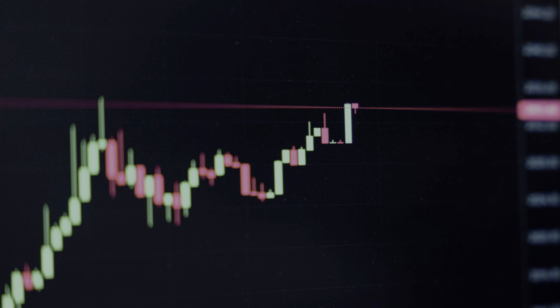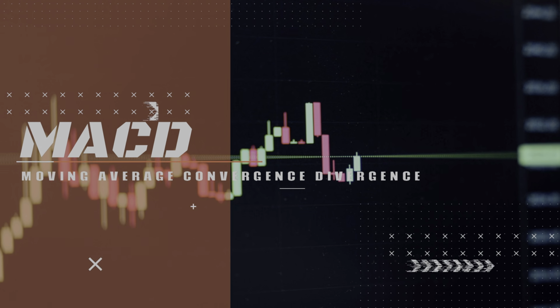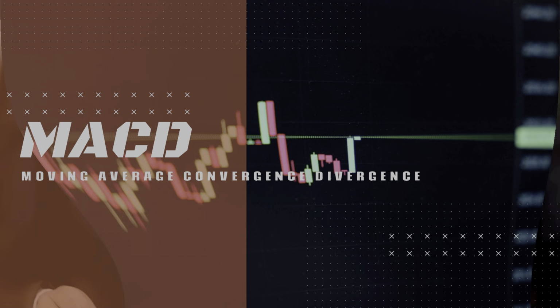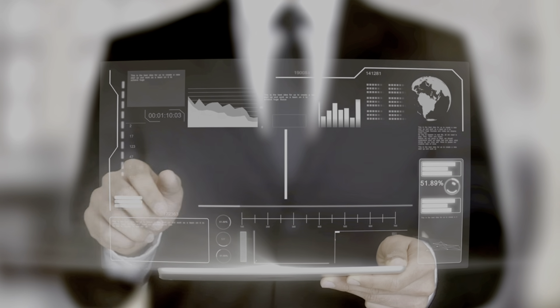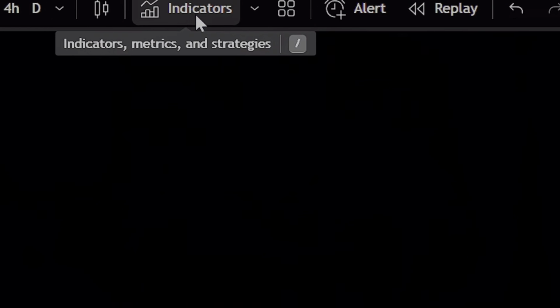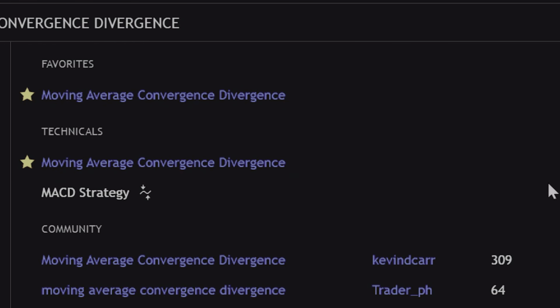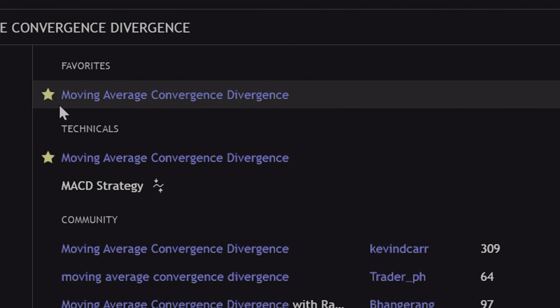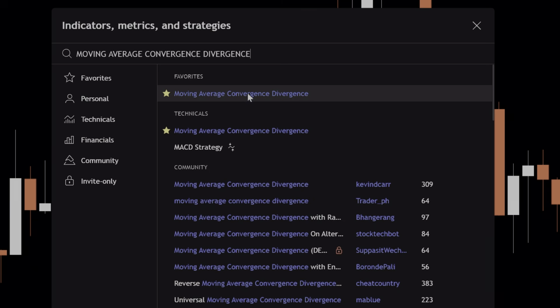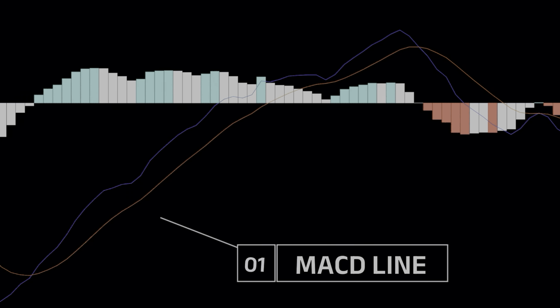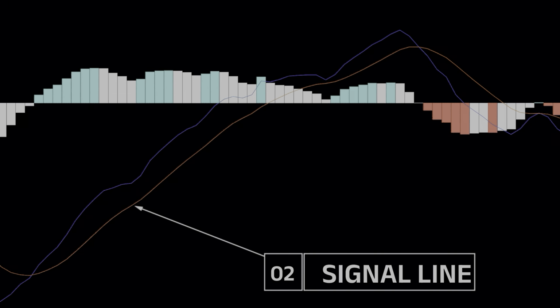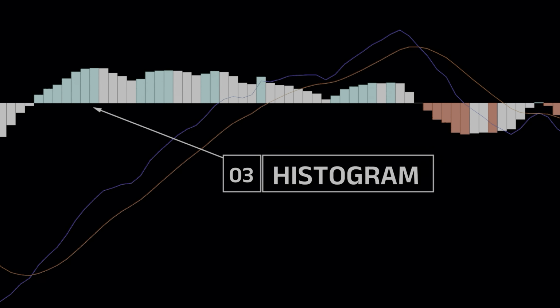Alright, now the filter I like to use is the MACD, Moving Average Convergence Divergence. It's gonna tell us which Ichimoku crosses are actually worth trading. Add the MACD from the indicator section on TradingView. By default, it has the MACD line, signal line, and histogram, but we don't need all of that.